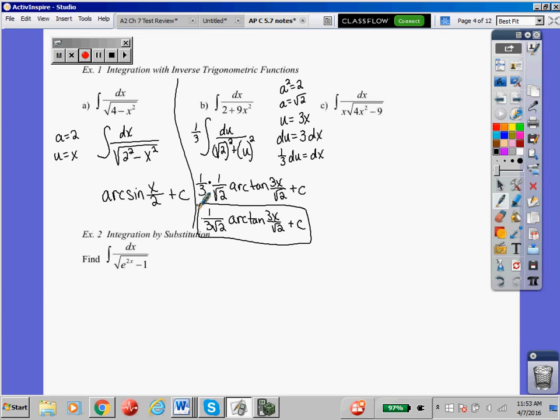All right, let's look at letter C. I have the integral of dx over x square root 4x squared minus 9. Can you see that this looks like number 3? Okay, it looks like the arcsecant. So here's the deal. I'm going to first rewrite this as the integral of dx over x times the square root of 2x squared minus 3 squared. So u is 2x, so du is 2 dx, so I'm going to need a 1/2, and a is 3.